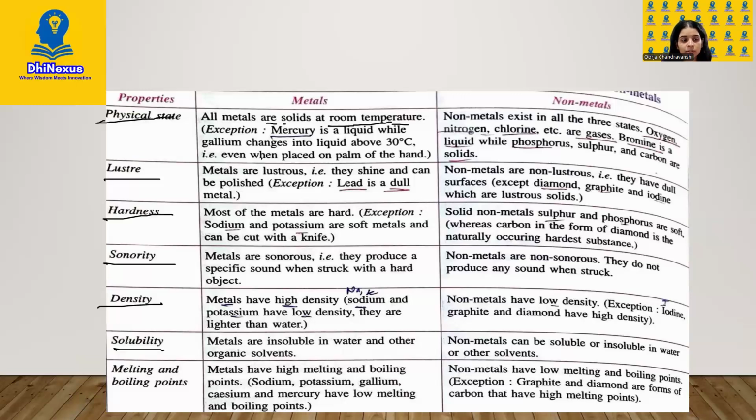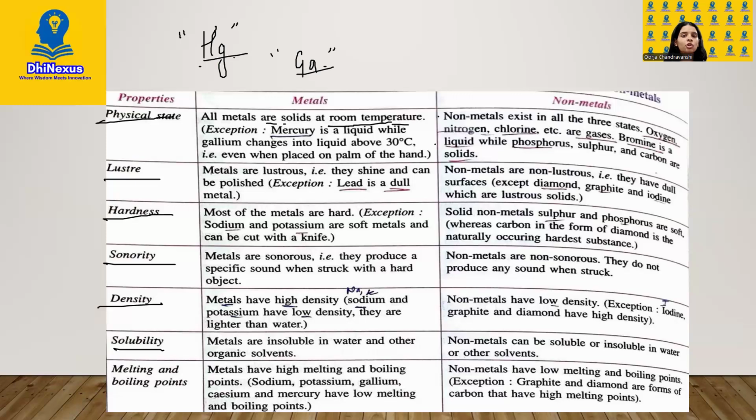There's an exception to it, however: mercury, which is written as Hg and also used in thermometers, is a liquid. Gallium turns into a liquid above 30 degrees. Gallium is represented by Ga. Even on placing it in the palm of your hand, why does it turn liquid? It is because our body temperature is around 35 to 37 degrees Celsius.